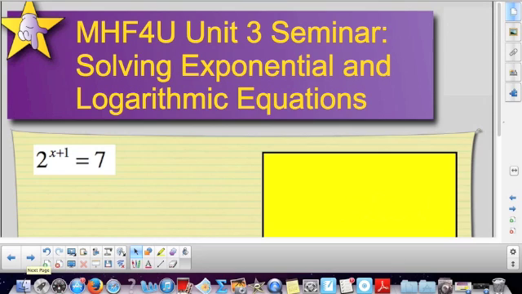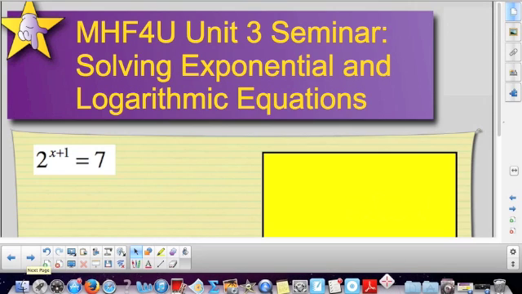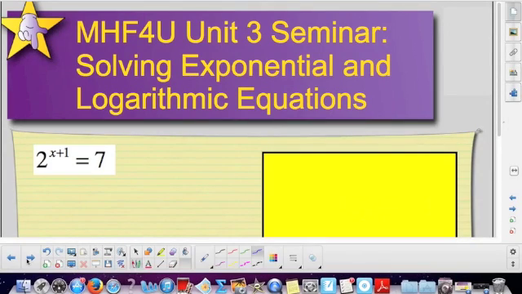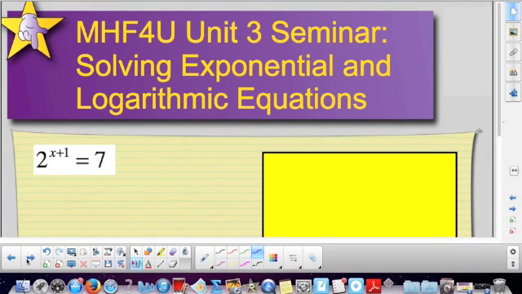I forgot to connect my smartboard. Give me 1 second. It disappeared.